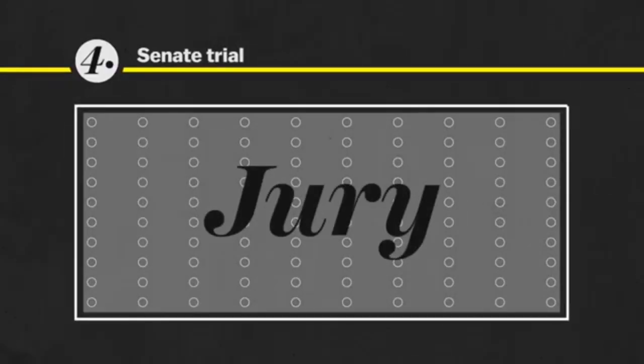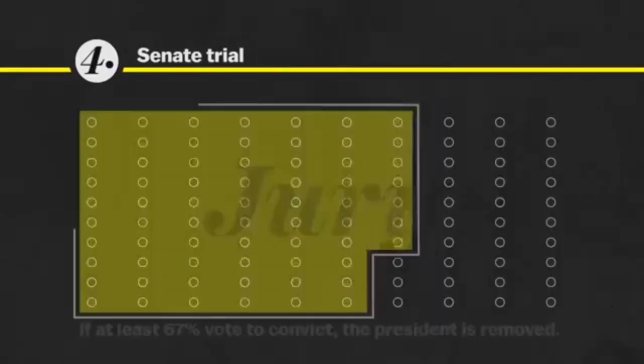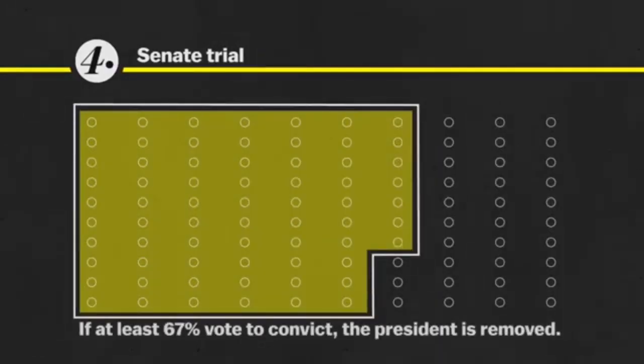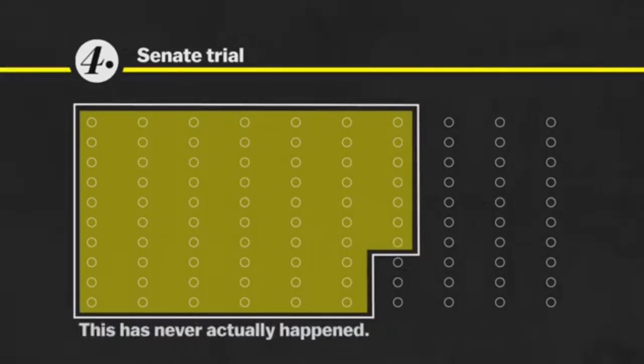The senators are basically the jury. They hear evidence from both sides, and if 67 of those senators vote to convict, the president is removed from office. This has never actually happened.